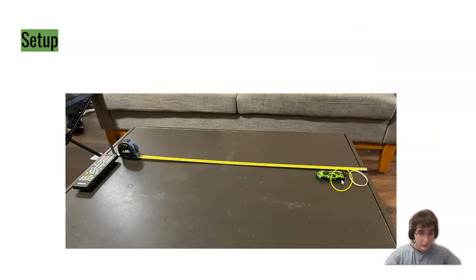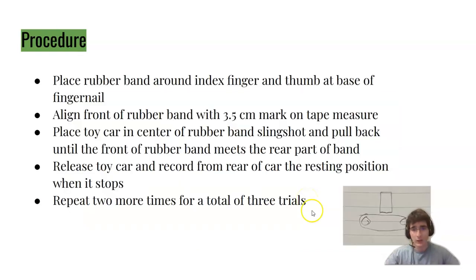So my setup is I have the rubber band placed here around the 3.5 centimeter mark. I have the car, measuring tape, and then I have a little stop with the TV remote and a coffee table. So procedure, place the rubber band around the index finger and thumb, as you can see in here. And then I have it at the base of my fingernail, which I'll show later in the video. Align the front rubber band with the 3.5 centimeter mark on the tape measure.